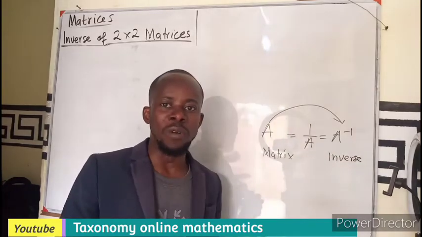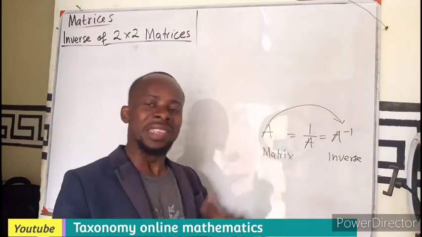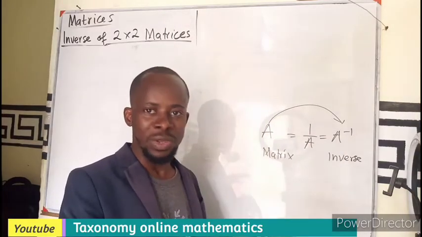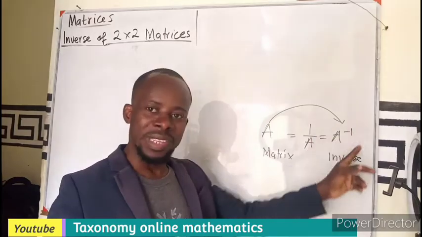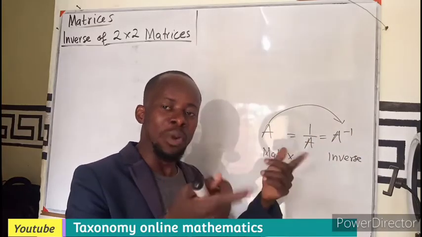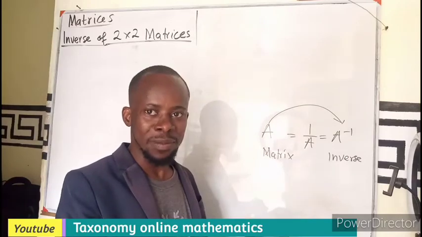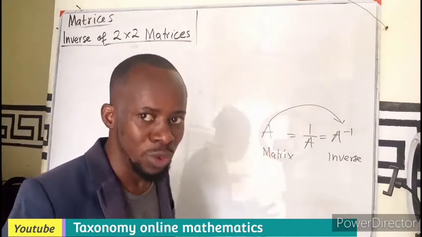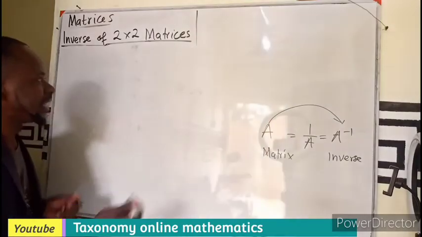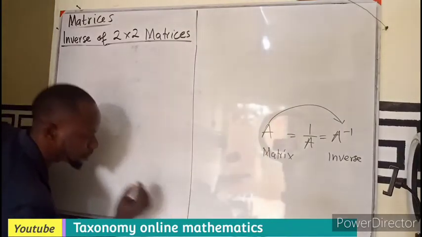So the inverse of a matrix is just the reciprocal of the matrix. By symbol, we represent it as A to the power of negative 1 in order to call it the inverse. But under 2 by 2, we are going to take it in a different way.